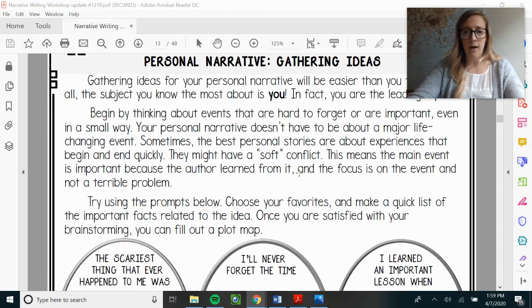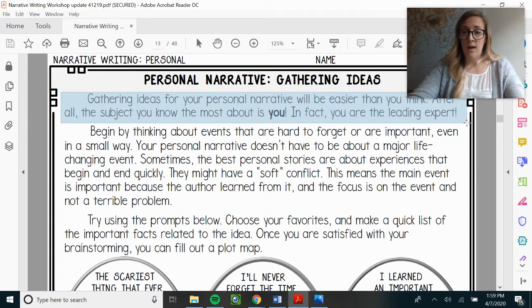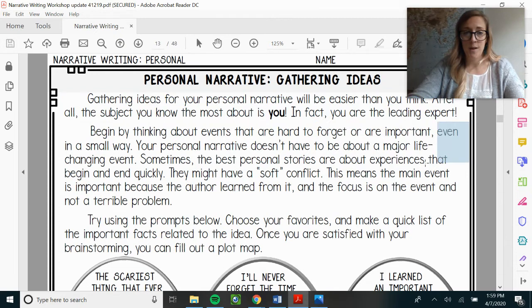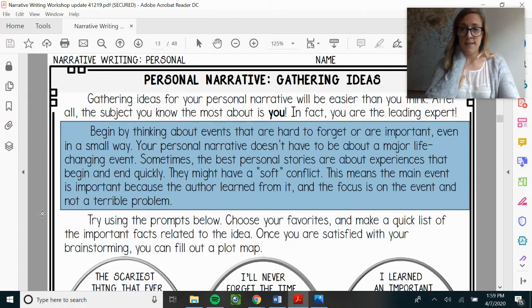We are going to talk about gathering our ideas because today we're going to start the process of writing our own. Let's read together, please. Gathering ideas for your personal narrative will actually be easier than you think. After all, the subject you know most about is you. In fact, you are the leading expert. Begin by thinking about events that are hard to forget or are important, even in a small way. Your personal narrative doesn't have to be about a major life-changing event.